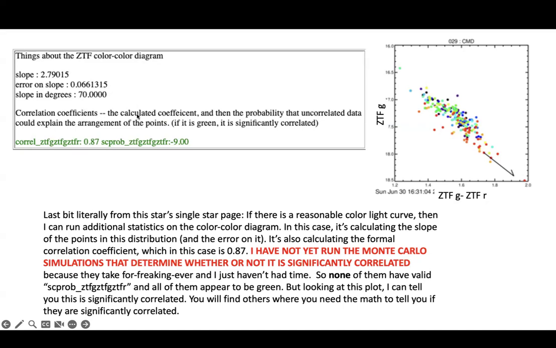And I can calculate the correlation coefficient easily, but in order to calculate the probability that uncorrelated could explain the arrangement of the points, I have to do Monte Carlo simulations, and those take hours to do. And so I don't generally do them unless I need to, because it does take a long time.